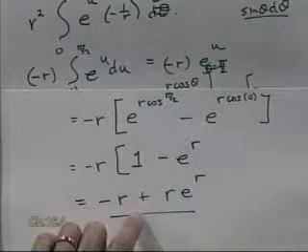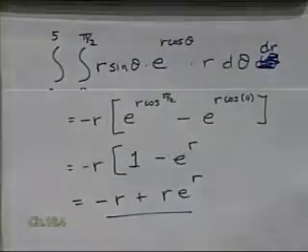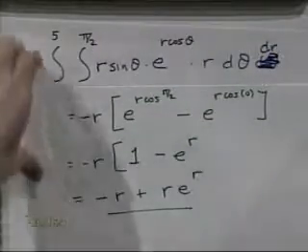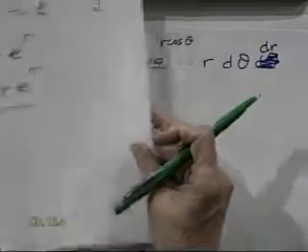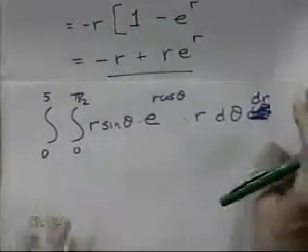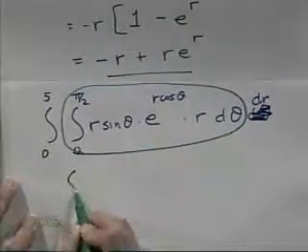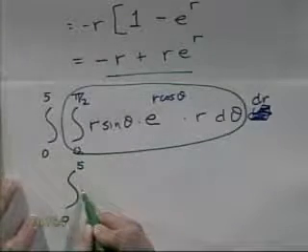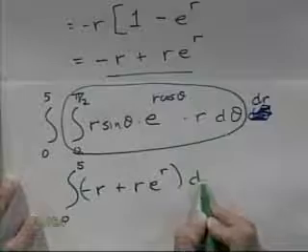Unfortunately, that's just the inner integral. Minus r times 1 is minus r, times minus is plus r e to the r. But at least we didn't have to do parts. But now we do, because we have to take this and plug this in for this guy. So now I have the integral from 0 to 5 of minus r plus r e to the r dr.